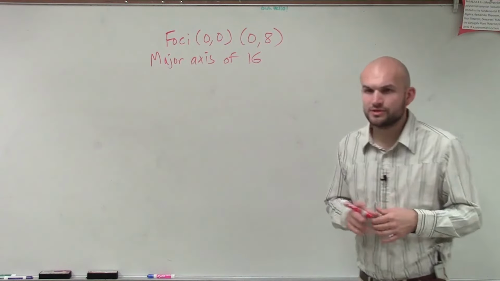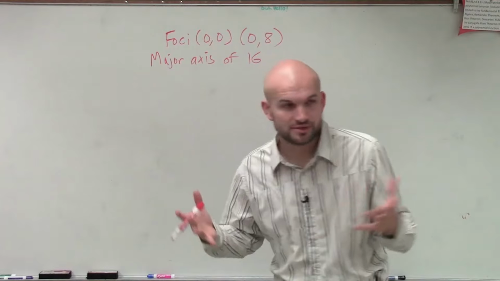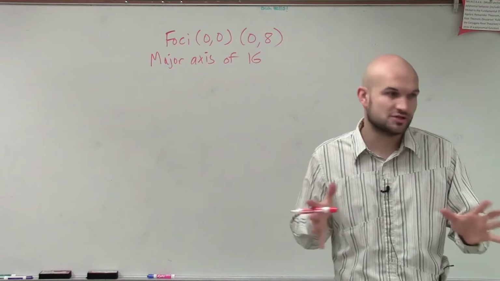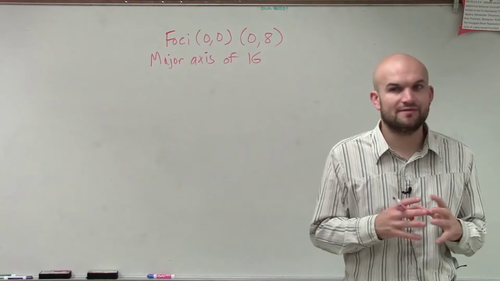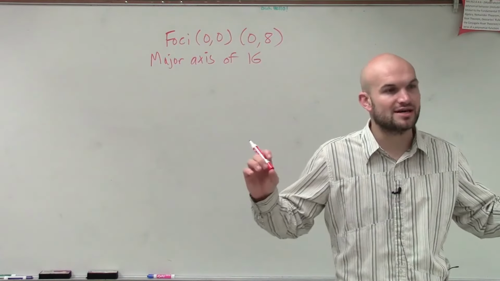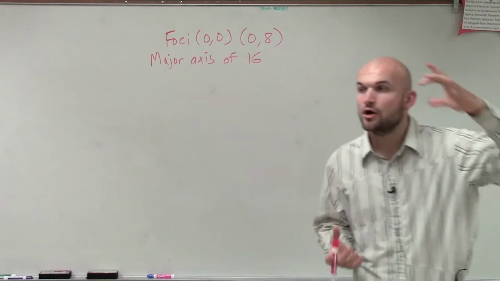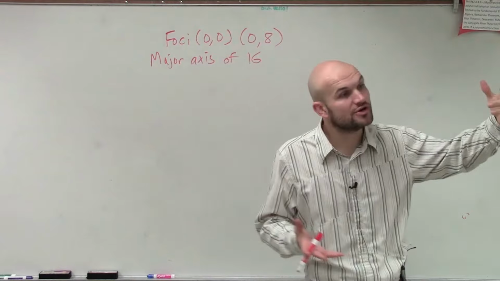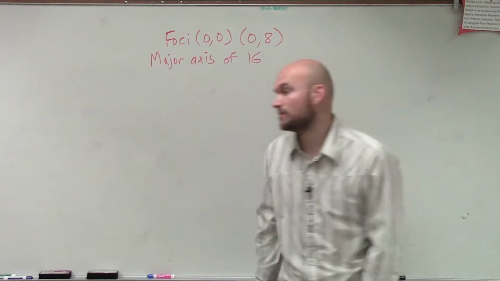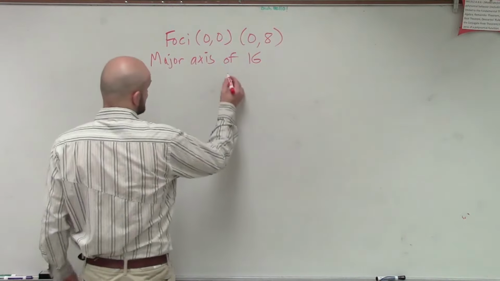So what we're going to do for this problem, the first thing, ladies and gentlemen, is just plot the points. Write a nice little makeshift graph and plot the points, because the main important thing we want to do is determine: do we have an ellipse with a major axis that's horizontal, or a major axis that's vertical? Because if we can determine between those two, that will tell us which formula we're going to want to use.